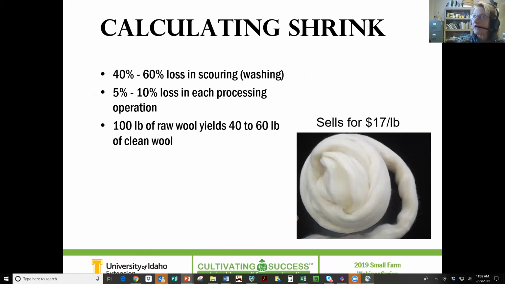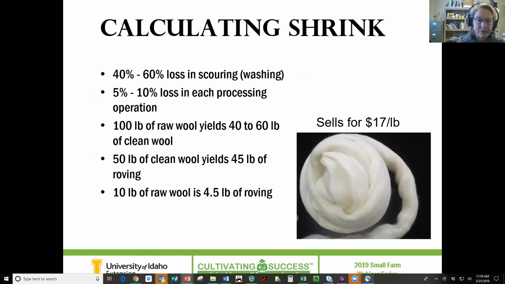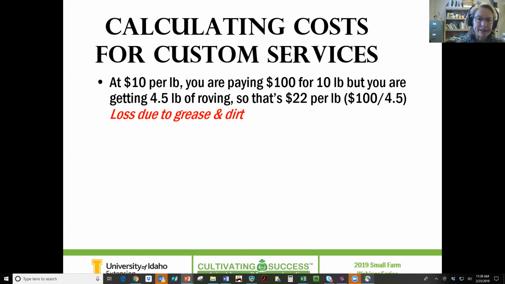So let's just do a little tiny bit of math here. 100 pounds of raw wool, you're going to have 40 to 60 pounds of clean wool left after, let's say 50. And you're going to have it made into roving. That's 45 pounds of roving from 100 pounds of raw wool. So 10 pounds of raw wool is 4.5 pounds. That's the example I'm doing.